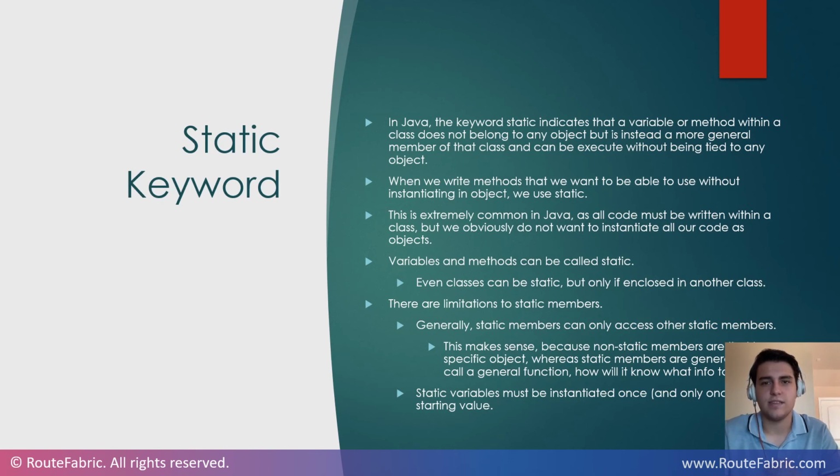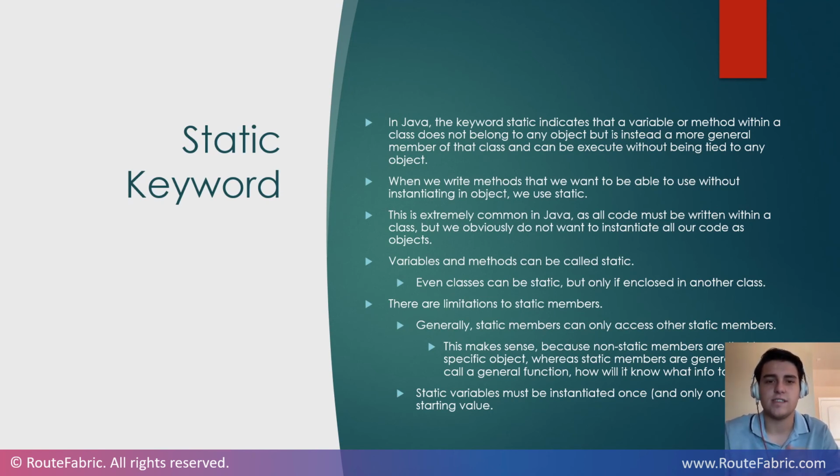Also keep in mind, static variables may only be instantiated once and only once to a starting value. So when you instantiate a static member, you instantiate it to a certain value, and then you can't instantiate it in multiple different objects. I think I wrote this a little bit confusing. Static members are not final, so they can be changed, but they cannot be changed on an object-to-object basis, is what I'm trying to say.